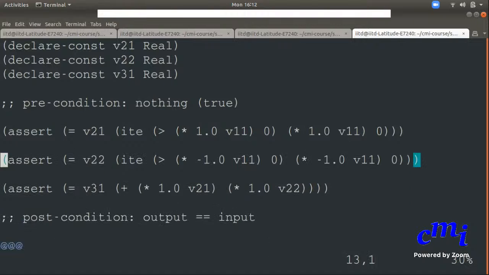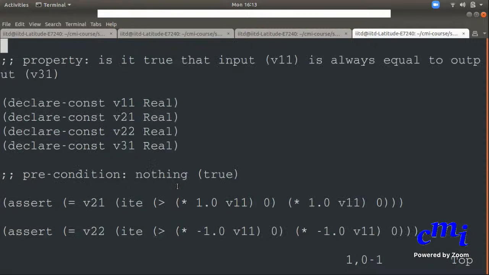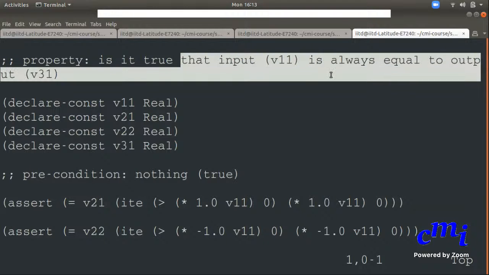Okay. And then similarly, you compute the value of V22, you compute the value of V31, and then you assert that they are not the same. And you check if it is satisfiable. If it is satisfiable, then you know that it can be the case that they are not the same. Otherwise, you know that they'll always be the same, which is what the property says. Will the input always equal the output?